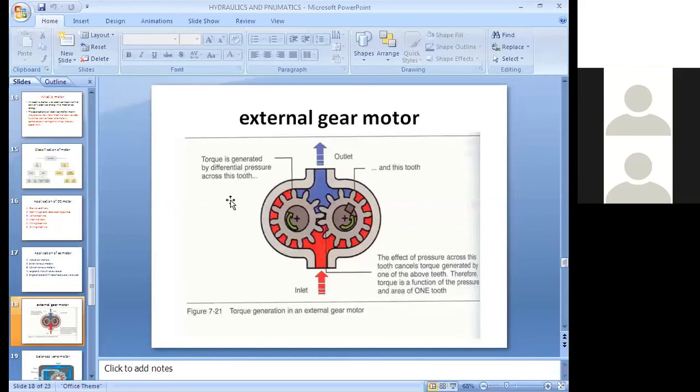The effect of pressure across this tooth cancels the torque generated by the one of the above teeth. Therefore torque is a function of the pressure and the area of one tooth.